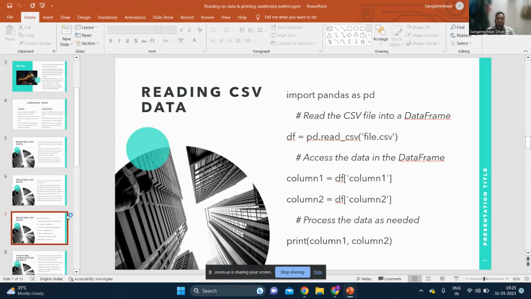And how can we access data? Let's say we have to access column one. The df is the name of our data frame and column one is the name of the first column. So the data in the first column is stored in column one. Similarly, we can do it for column two and move on. Here we have printed column one and column two. We will get separate data from column one and column two in array form.